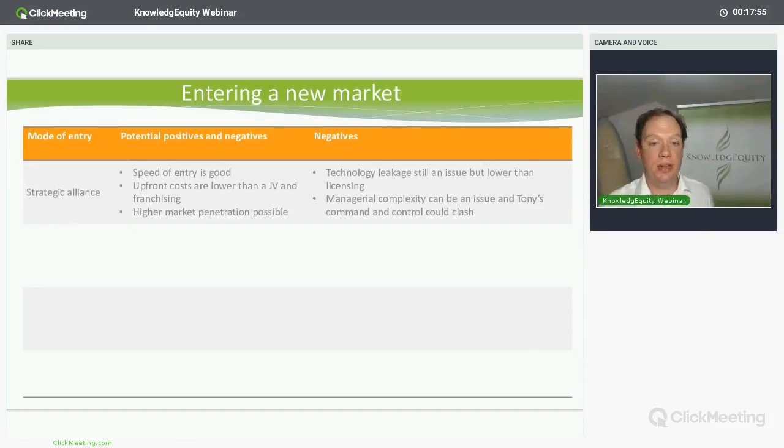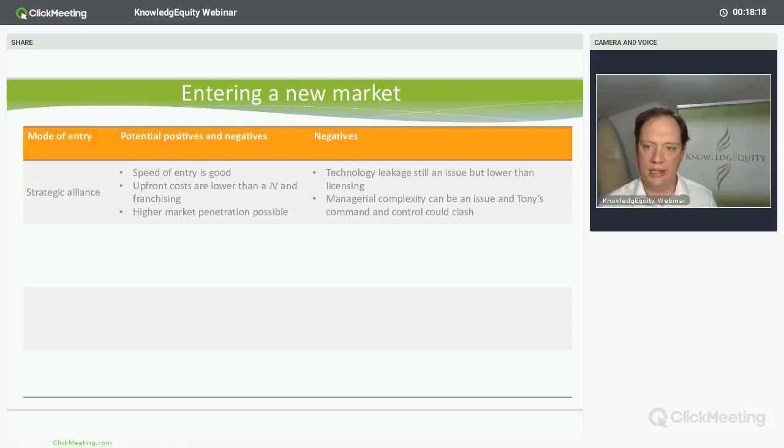Strategic alliance. Speed of entry, not bad. Upfront costs are lower than joint venture and franchising. Higher market penetration is possible. Technology leakage is still there, but not the same as licensing. Managerial complexity can be an issue with strategic alliances. Both entities are remaining as they are. They're trying to work together.